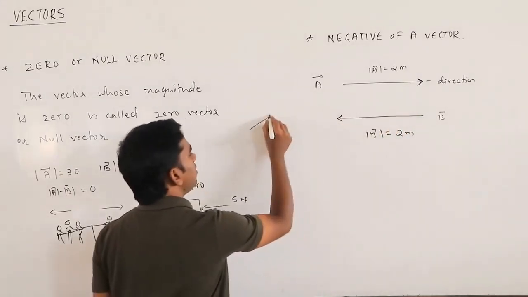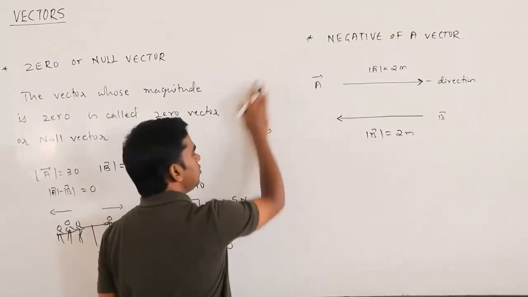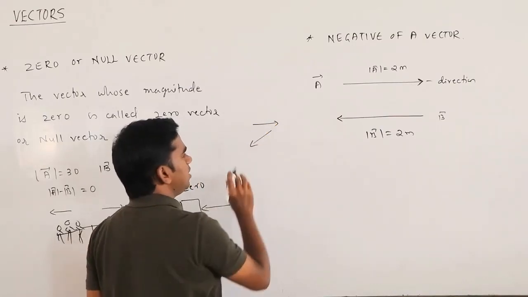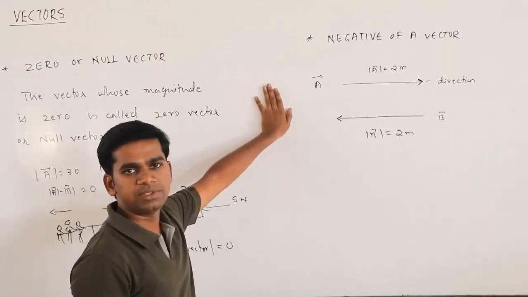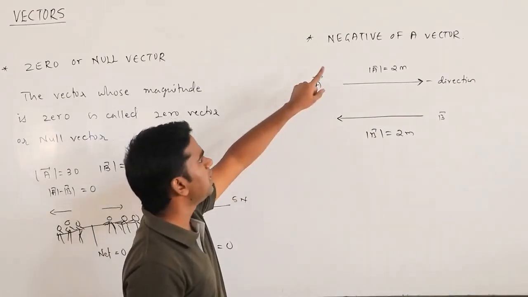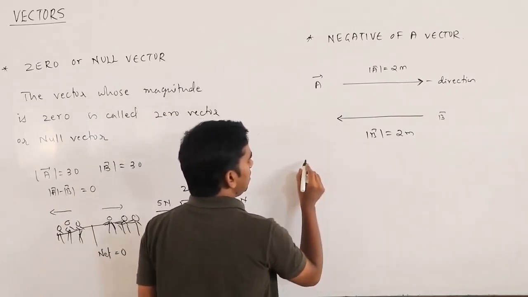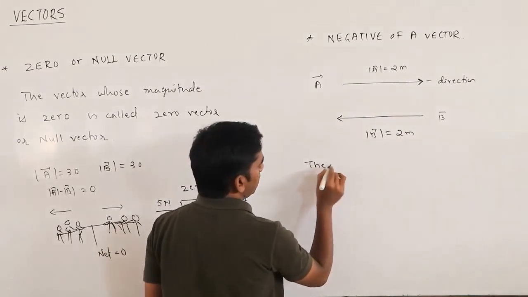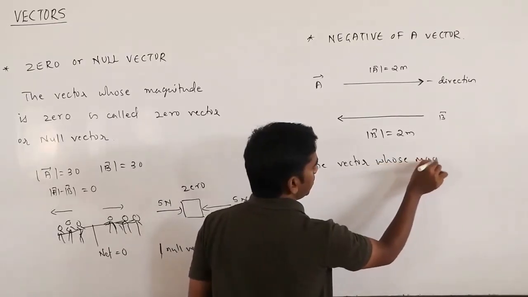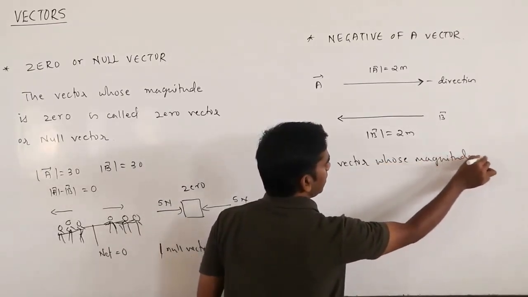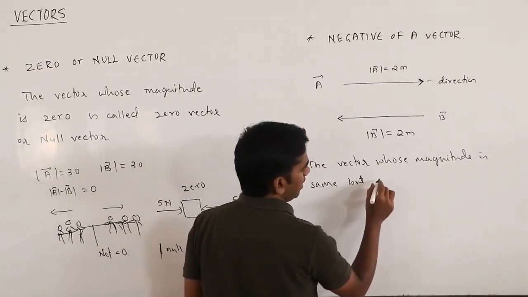Otherwise, you cannot call this the negative of a vector. The direction should be opposite. Suppose one is here and another is here, you can't say it is the negative of a vector. So the same magnitude but exactly opposite direction. Those kinds of vectors we call the negative of a vector. How can we define it? The vector whose magnitude is the same but direction is opposite.